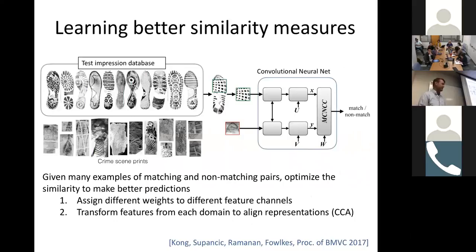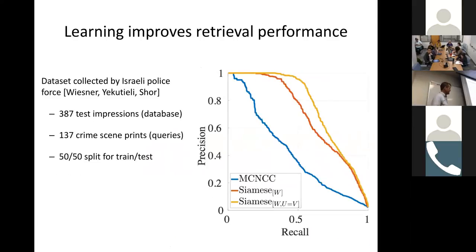And in particular, we can do things like assign different weightings to the different feature channels, and we also transform features before we compute the normalized correlation in order to better align between these domains. And so this is a thing which allows us to push the performance even further.